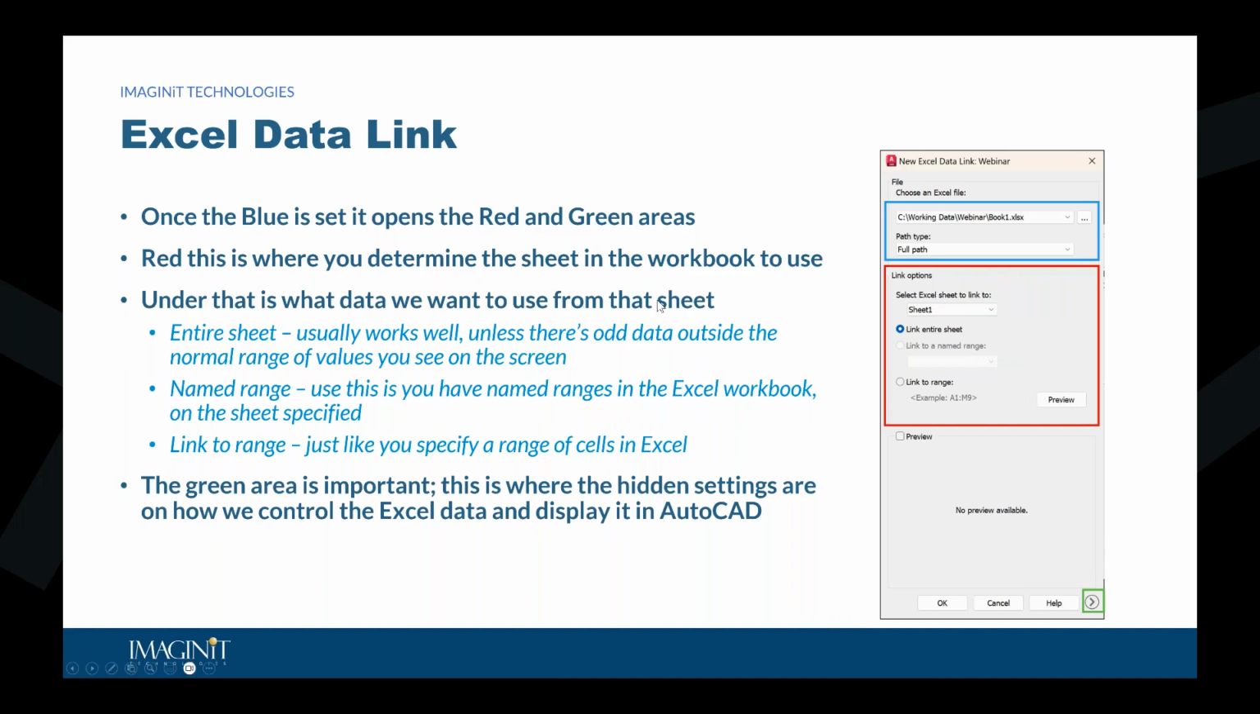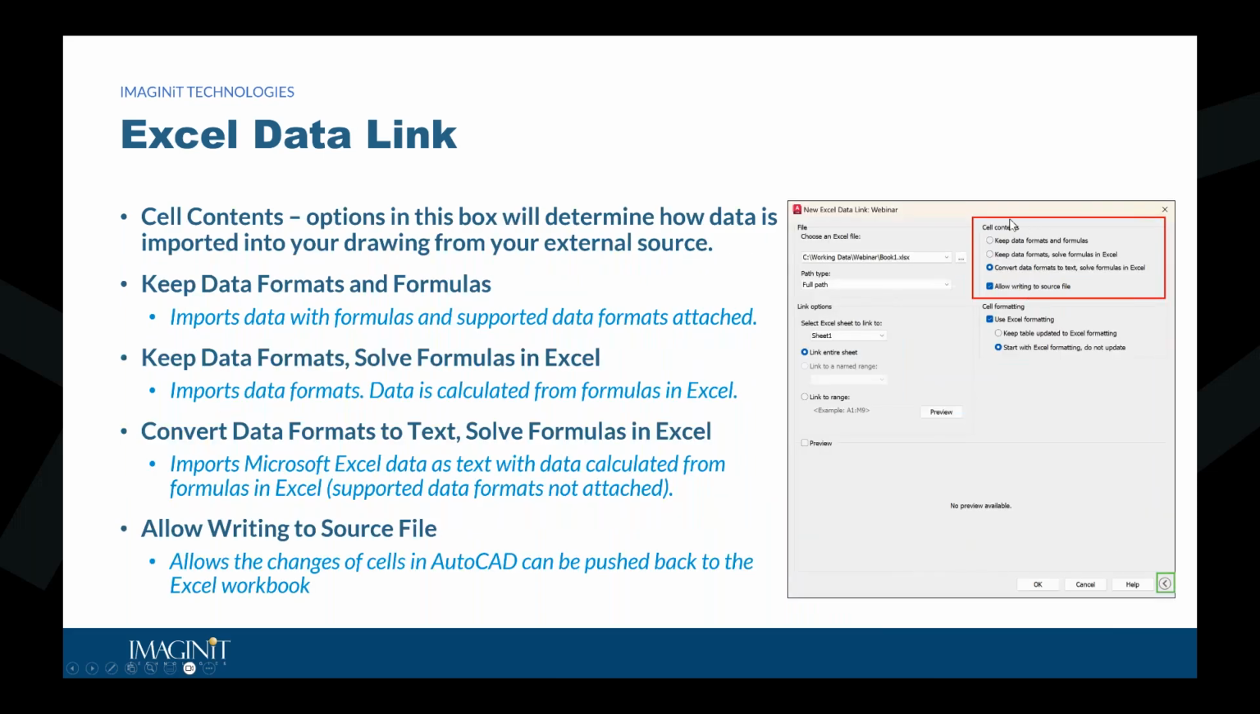And then the green area is the hidden settings that aren't normally there. And this is where we control the Excel data and how we display it in AutoCAD. So when we click the green arrow, it opens up this area. This is what people don't see, or this is what people skip past. And hang on. So we want cell contents right here. The options in this box determine how the data is imported into your drawing from an external source.